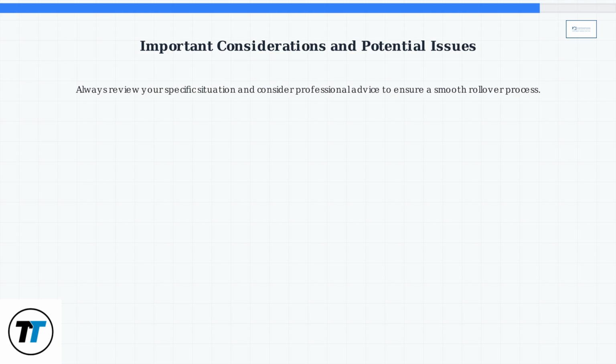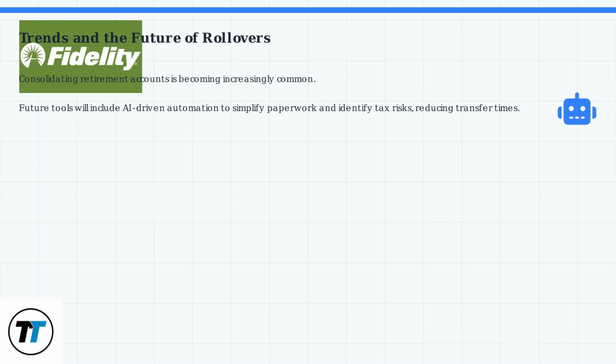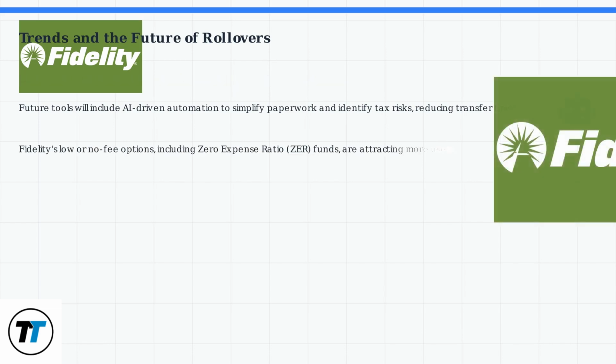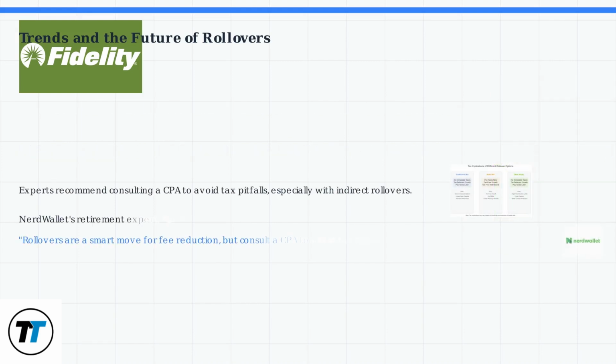These considerations can help you avoid common pitfalls and ensure your rollover is successful. Always review your specific situation and consider professional advice for personalized guidance. Consolidating retirement accounts is becoming increasingly common. Future tools will likely include AI-driven automation to simplify paperwork and identify tax risks, potentially reducing transfer times. Fidelity's low or no-fee options, including zero expense ratio (ZR) funds, are attracting more users.